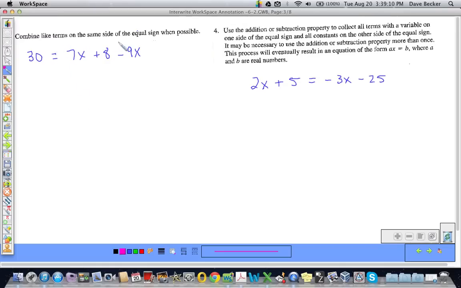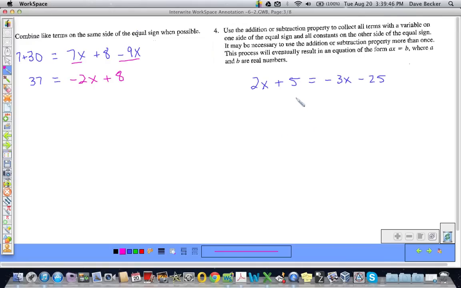Combine like terms on the same side of the equal sign when possible. So I'm going to actually add something here, like maybe there's a 7 plus 30 here. Well, 7 and 30 are like terms, they're both numbers, so I can make that 37 is equal to, and then the like terms that I have here are the 7x and the negative 9x. That gives me a negative 2x, and 8 has nobody to play with, so we just have the plus 8, and we have combined like terms to make this simpler.